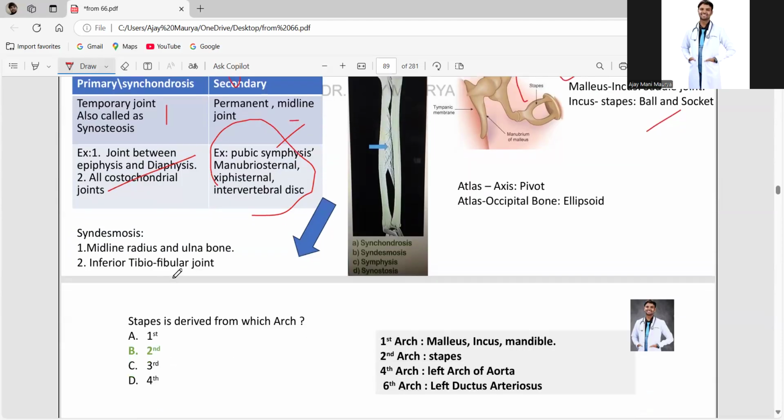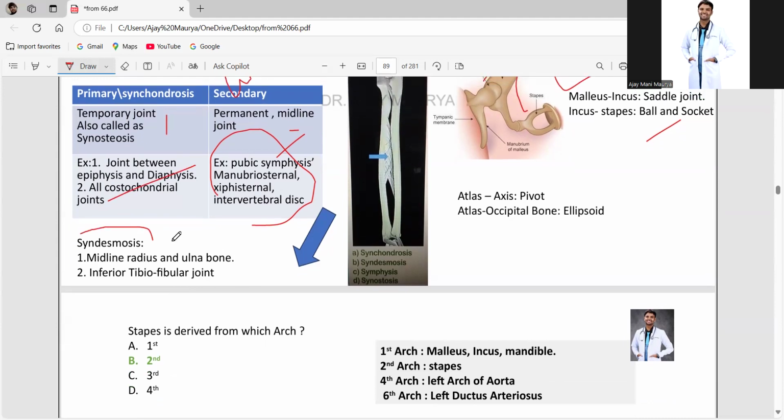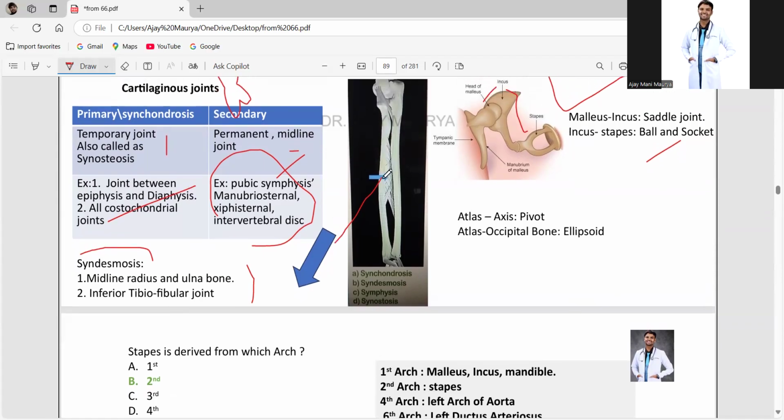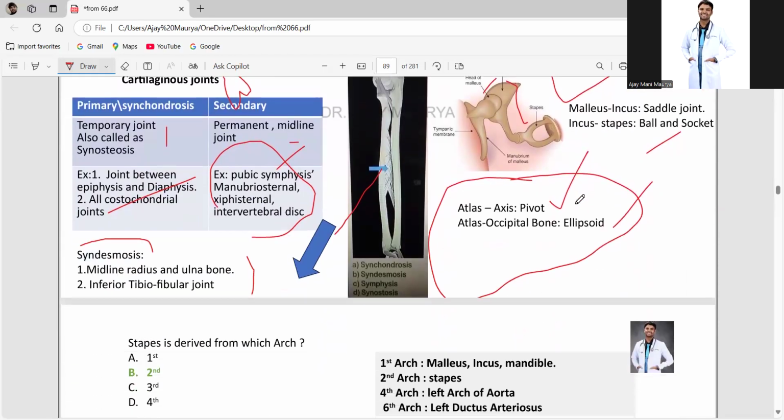Remember this. Next one, syndesmosis. Examples are the interosseous membrane of the radius and ulna, and the inferior tibiofibular joint. Remember the atlas and axis here. Between atlas and axis, it is the pivot joint. Atlas and occipital bone is the ellipsoid joint. That's it about the types of joints.